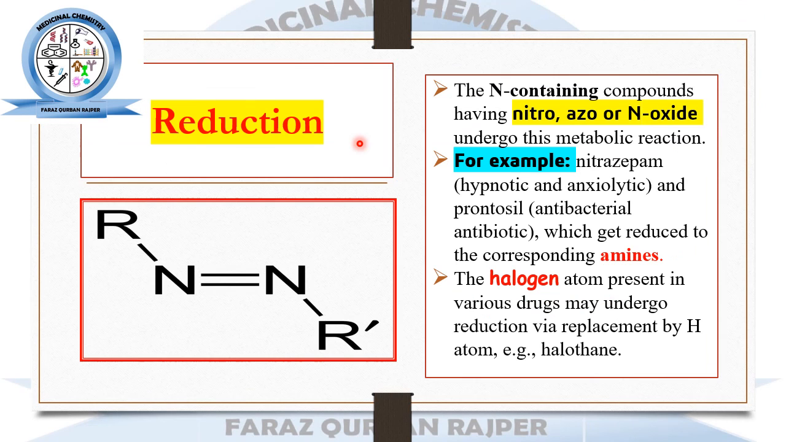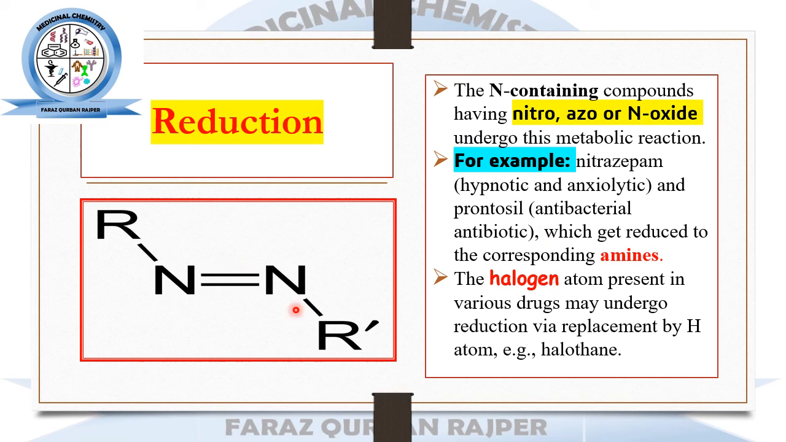So this diagram basically explains the reduction reaction. The reduction reaction takes place mainly in those drugs that contain nitro, azo or N-oxide functional groups in their chemical structure. For example, nitrazepam, one of the benzodiazepines, contains the nitro group in its chemical structure. Prontosil, one of the antibacterial drugs, contains the azo linkage or azo bond in its chemical structure.